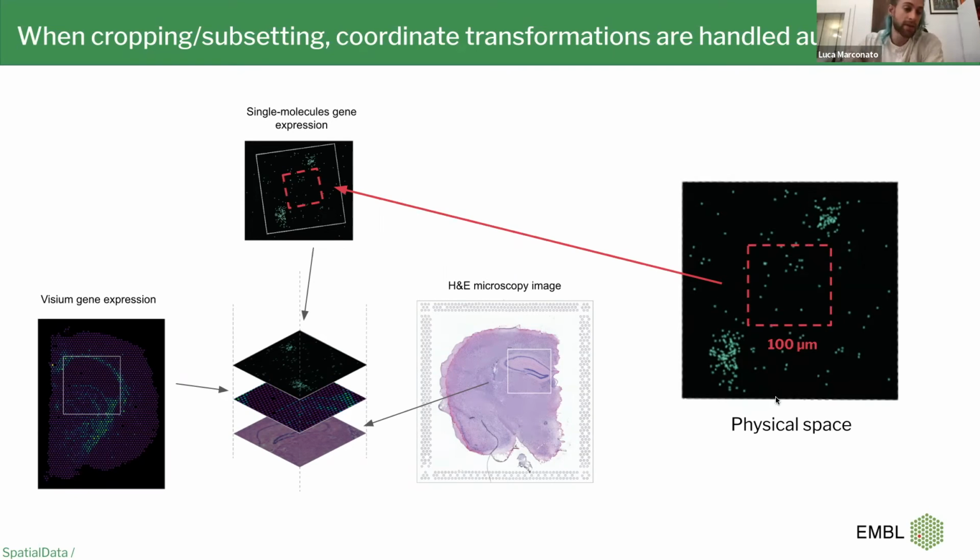And you can also do this by specifying physical coordinates. So if you have an image, instead of saying, give me a crop of 1000 pixels, you can say, give me a crop of 100 micrometers. And the method will get the pixels that are needed for that. And you can also go in the other direction. So you can go both from a physical space to the local space, but also from the local space to a physical space.